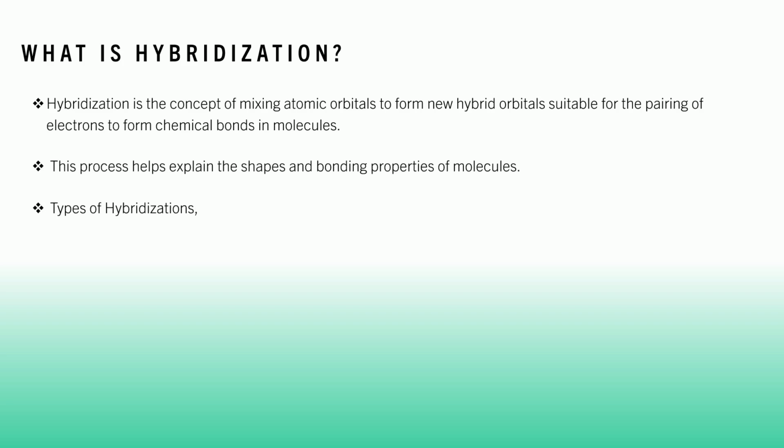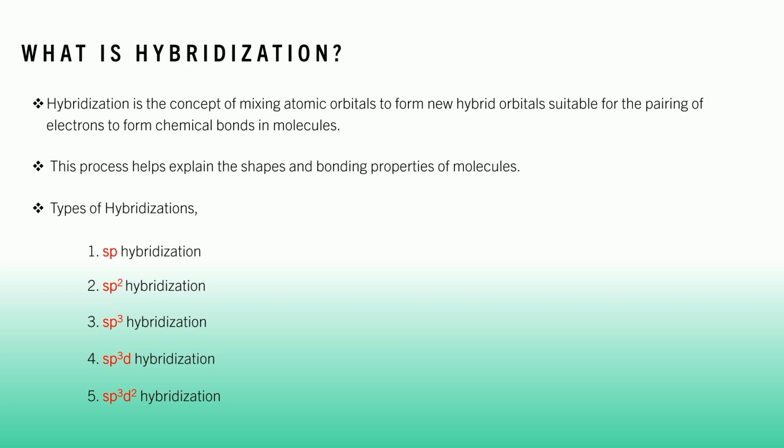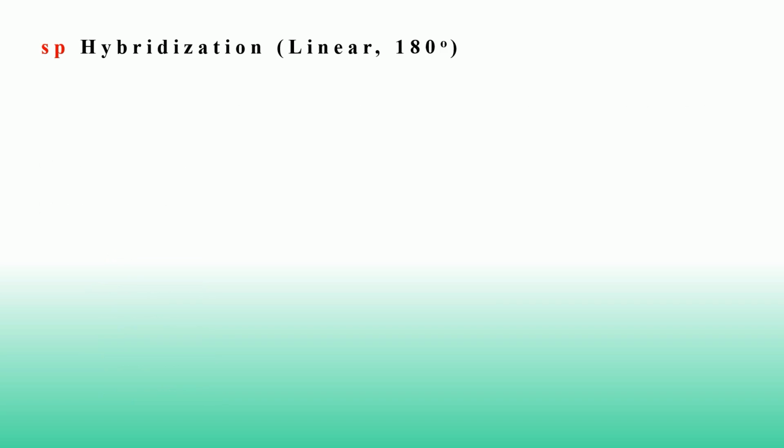Types of hybridization. There are 5 types: sp hybridization, sp2 hybridization, sp3, sp3d, and sp3d2 hybridization. Let's talk about the hybridizations one by one. First, sp hybridization. sp hybridization is for linear molecules, and the bond angle is 180 degrees.